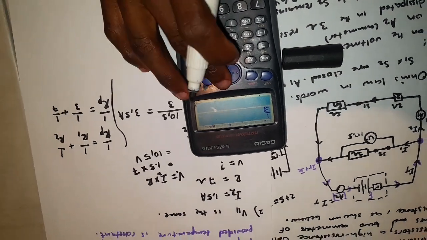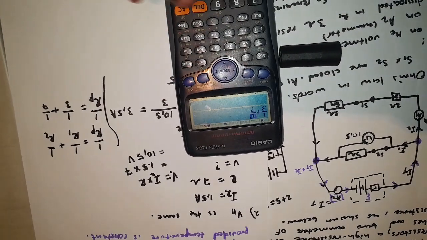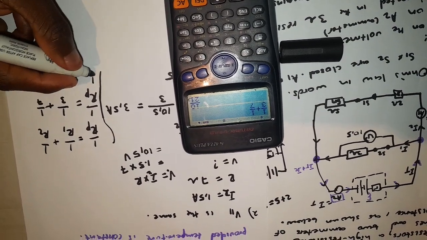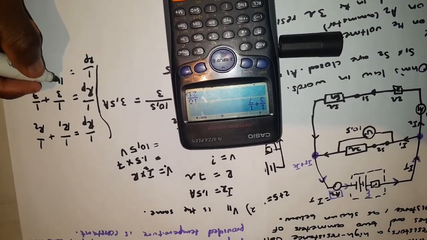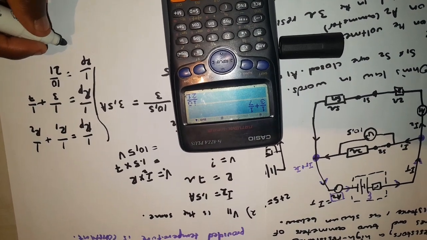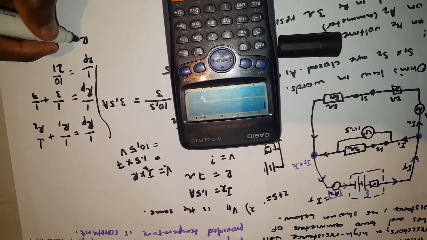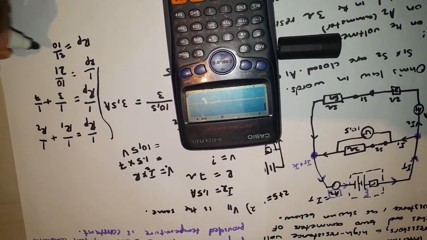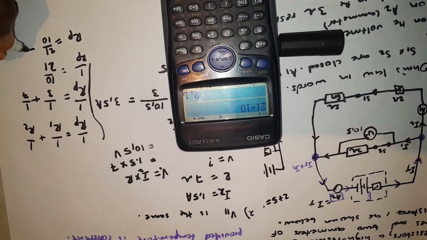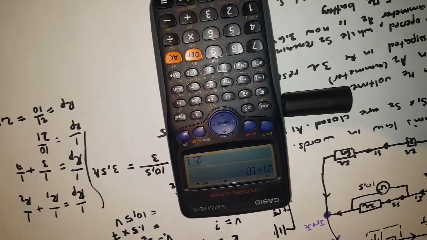1 over 3 plus 1 over 7 is going to give us 10 over 21. We use the reciprocal, or the inverse, of it, which is 21 divided by 10, which is 2.1 ohms, which is the total resistance.